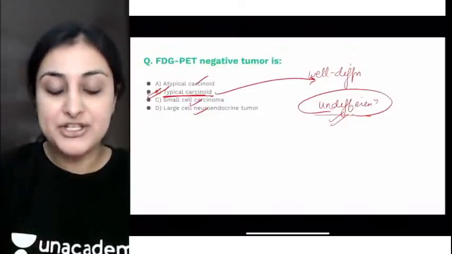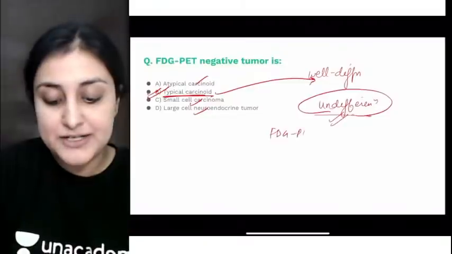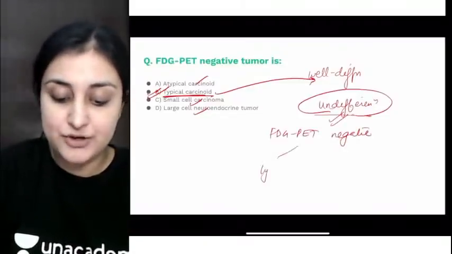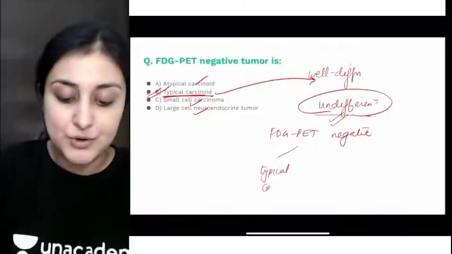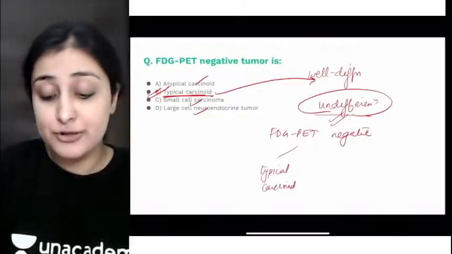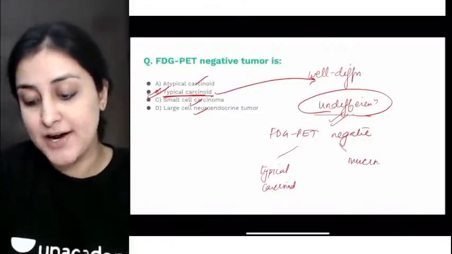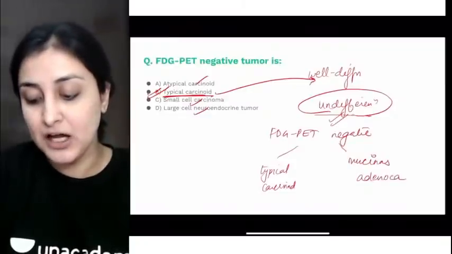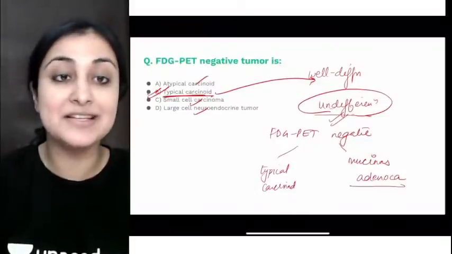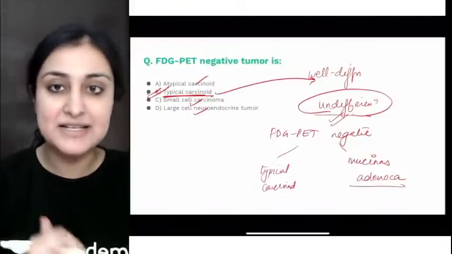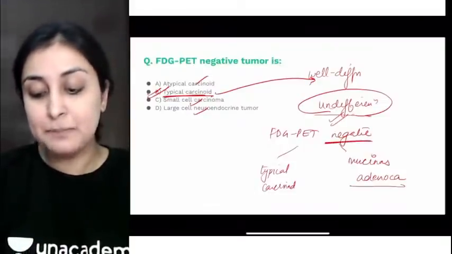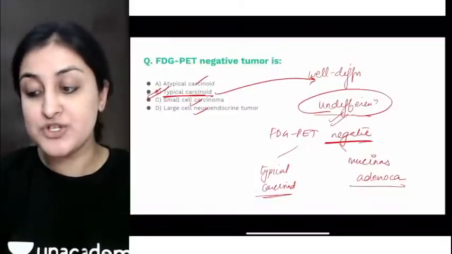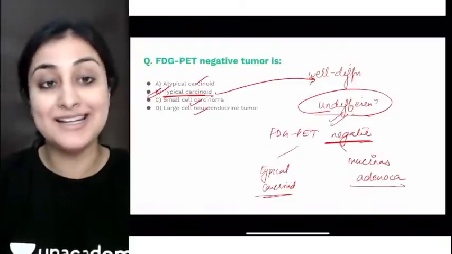So remember FDG PET negative tumors के लिए ना दो ट्यूमर्स बहुत important है. One, you have to remember typical carcinoid. The other one that I want you to remember is mucinous carcinoma. Anytime I have mucinous adenocarcinoma, whether it is in the lung, whether it's in the appendix, whether it's in the ovary, whether it's in the pancreas, everywhere it's going to be typically FDG PET negative. Alright, so these are two tumors which are notorious to be PET negative.